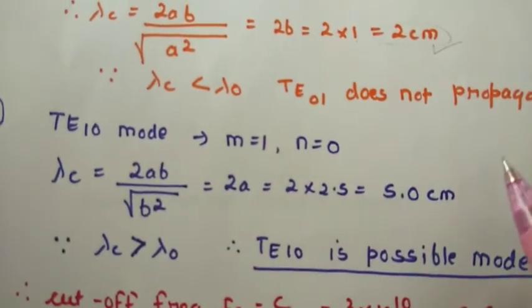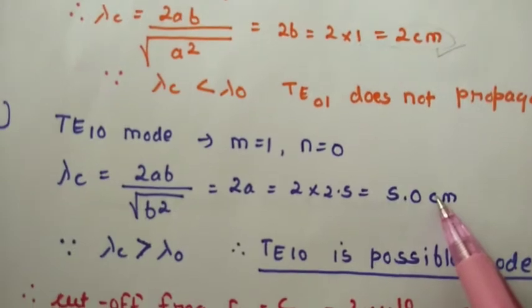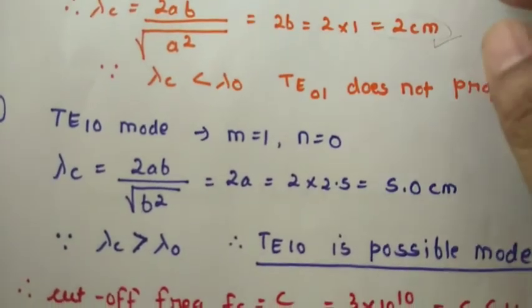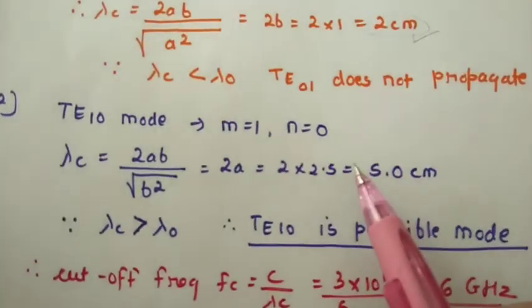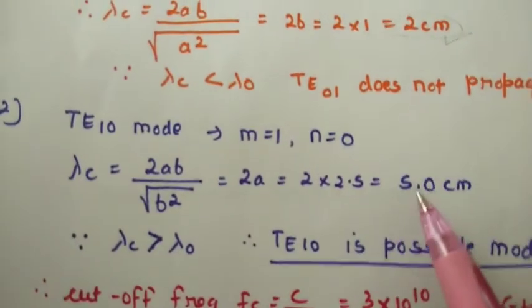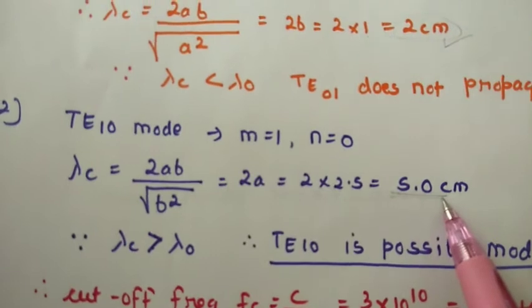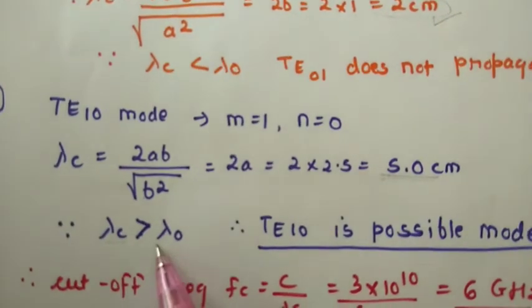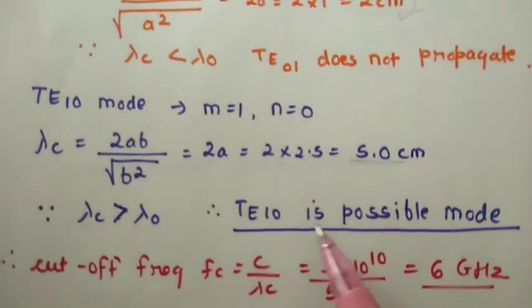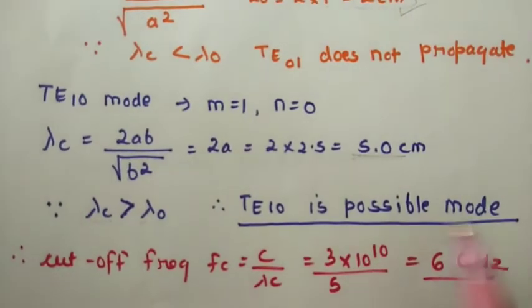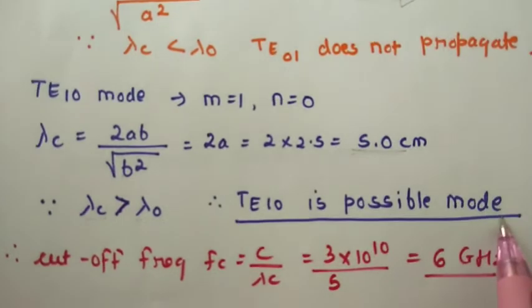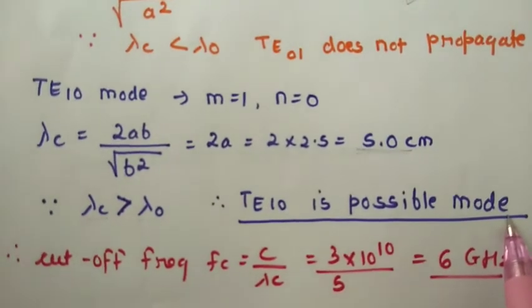So what is the value of the operating wavelength? That is 3.488, and the cutoff wavelength which we have calculated just now is 5 centimeter. So the cutoff wavelength is greater than lambda 0. So TE10 is the possible mode, that is, this is the mode which can be propagated down the waveguide.